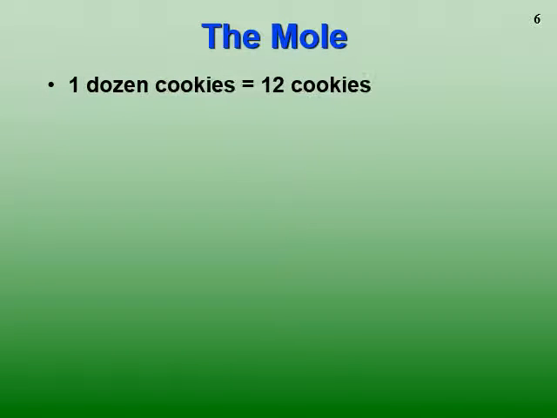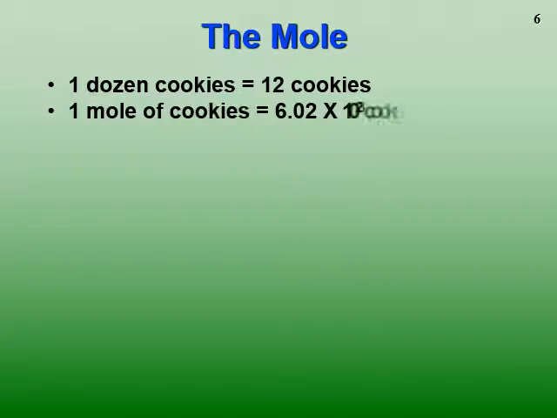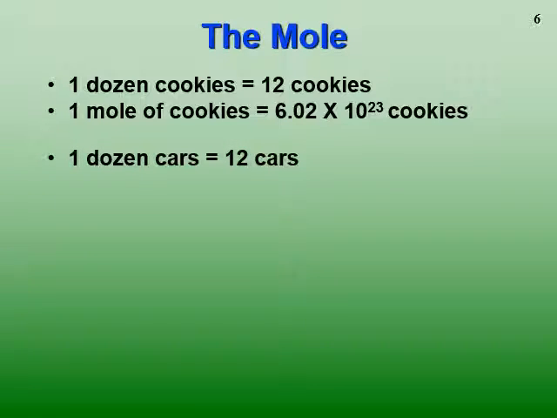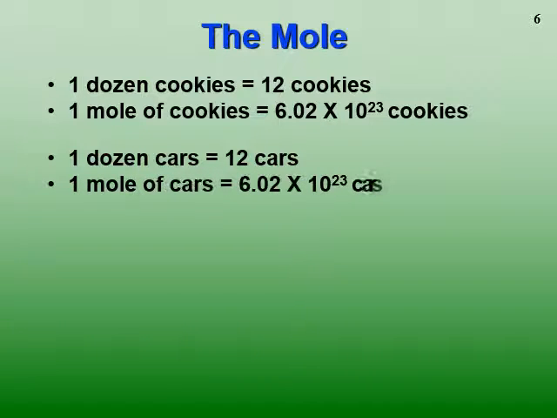So, let's look in more depth at the mole. A dozen cookies, or a dozen eggs, or a dozen muffins equals 12 cookies, or 12 eggs, or 12 muffins. 1 mole of cookies would then be 6.02 times 10 to the 23 cookies. A lot of cookies. Cookie Monster would be happy. 1 dozen cars is 12 cars. However, a mole of cars would be 6.02 times 10 to the 23 cars.